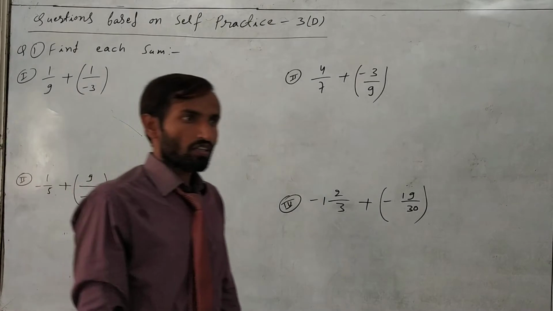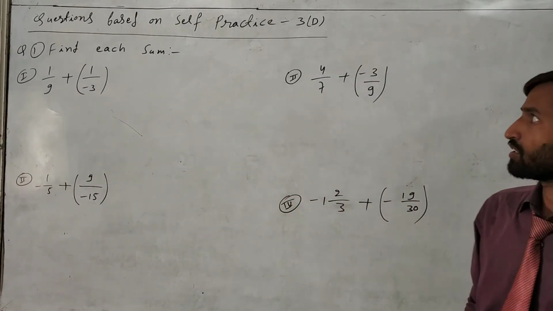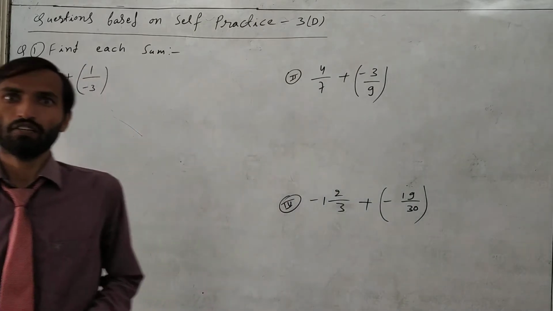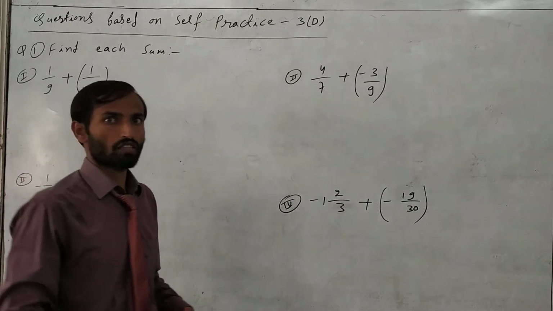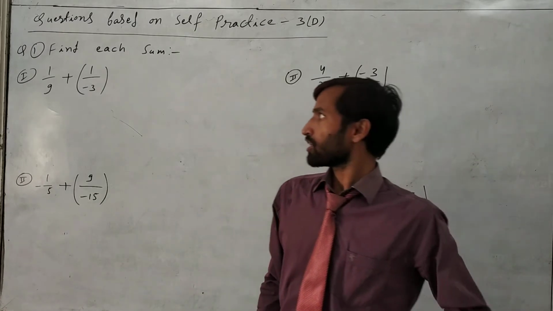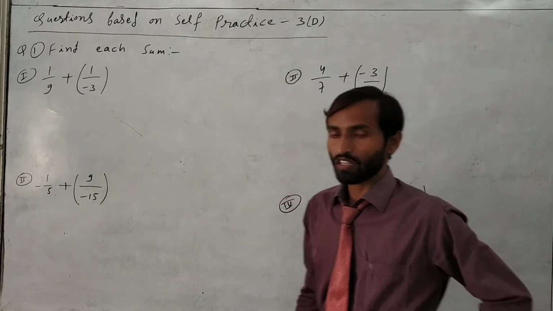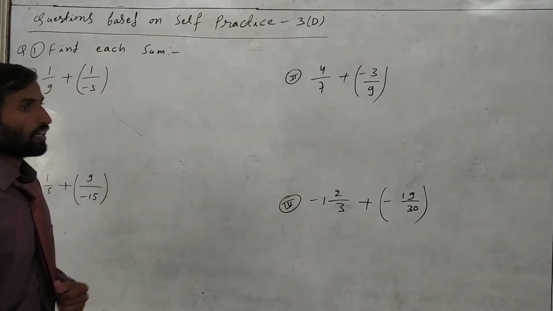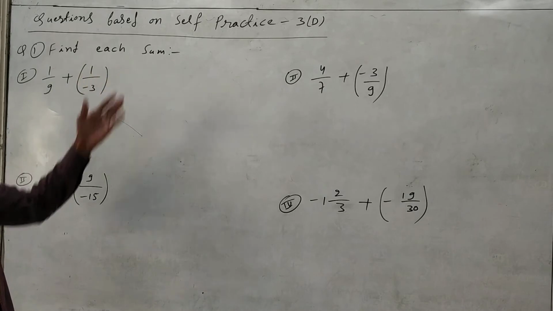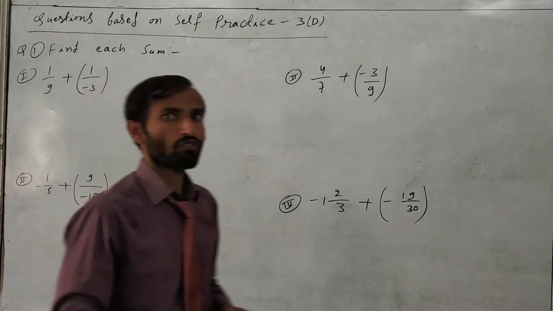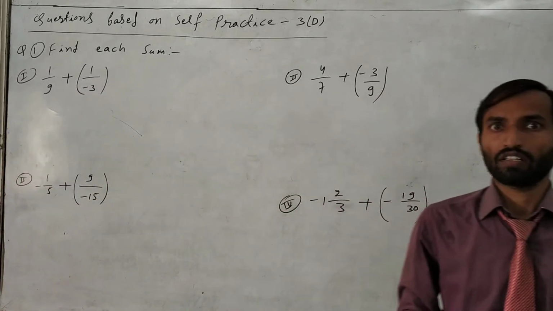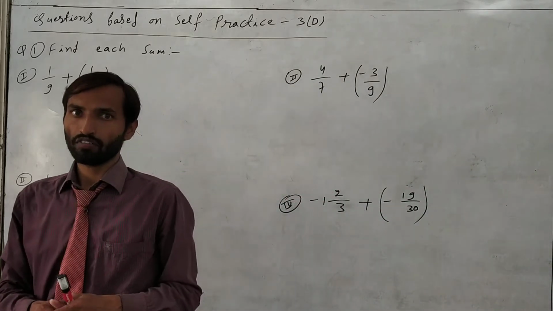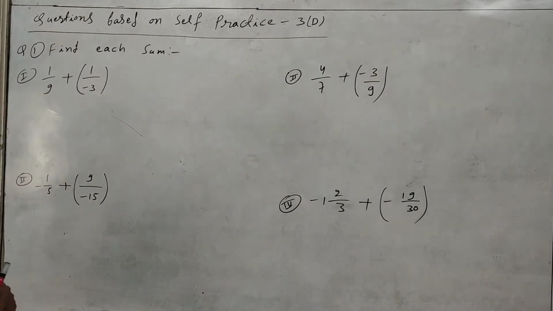Today I want to explain the next chapter, the next exercise, Self Practice 3D. Previously I have explained up to Self Practice 3C. Now I want to explain how to solve question number 1 of Exercise Self Practice 3D. In that question, it is given: find each sum. That means we have to add or subtract, depending on the sign of the rational number. Whichever sign is given, we have to work according to that expression.